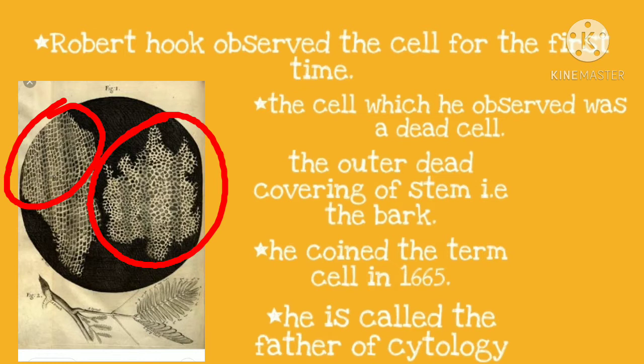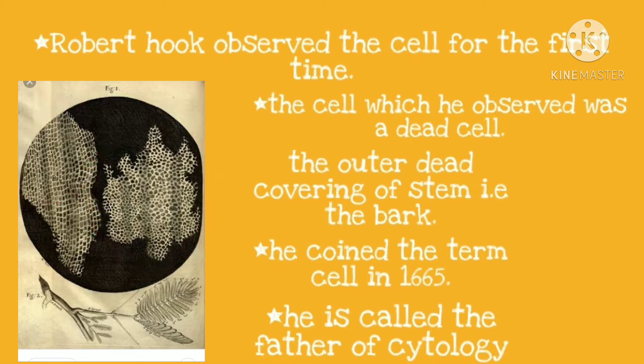Then he coined the term cells. In 1665 he gave that structure a name and that name was a cell. As Robert Hooke has put forth the concept of the cell for the first time, he is also called the father of cytology. It was Robert Hooke who observed the cell. He coined the term cell and put forward the concept of the cell. That's why he is called the father of cytology.